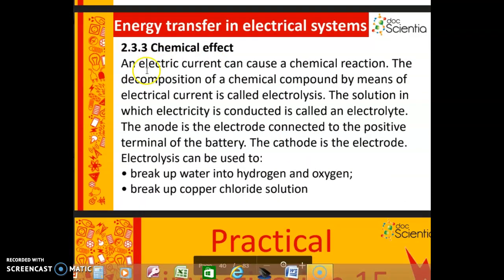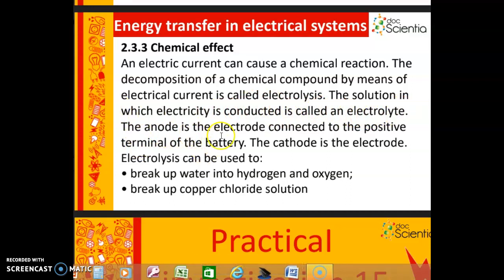What are the chemical effects? An electrical current can cause a chemical reaction. The decomposition of a chemical compound by means of electric current is called electrolysis. How do you say that? Electrolysis. The solution in which electricity is conducted is called an electrolyte.